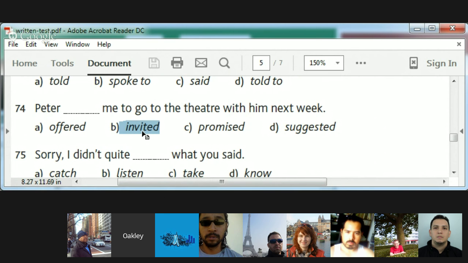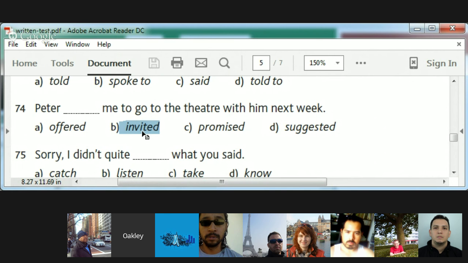Invited needs an object noun. Okay? So it works. Promised, okay. "Peter promised me to go" doesn't make sense. "Peter promised to go." I can use that. I don't know. I can't say it. Yeah, it just doesn't work. Okay, it's the only one that fits in this sentence construction.